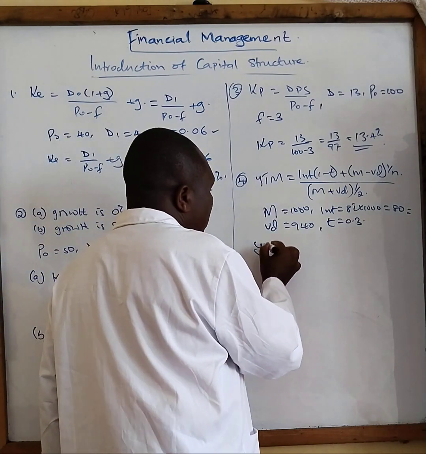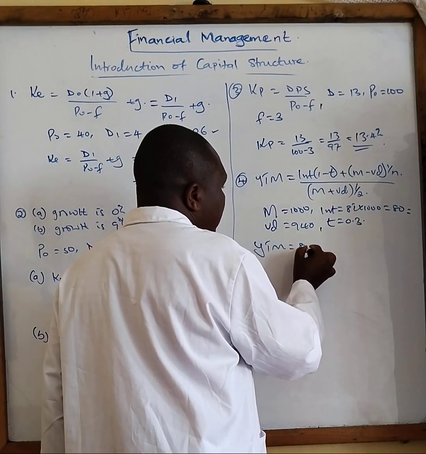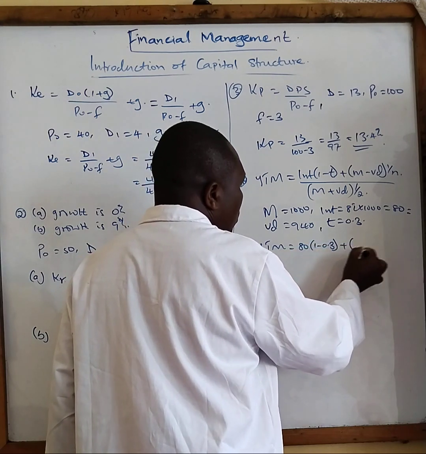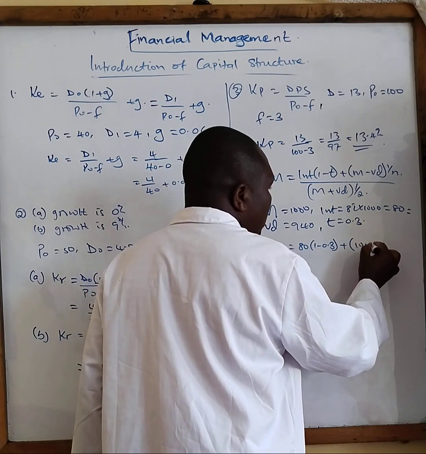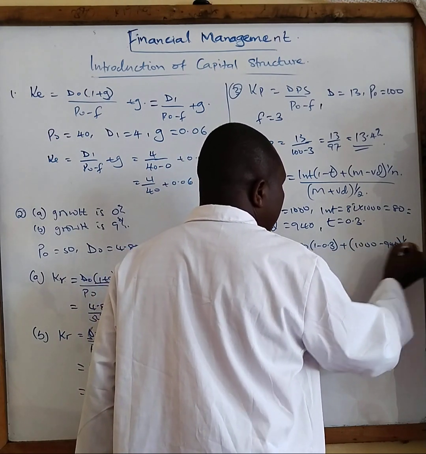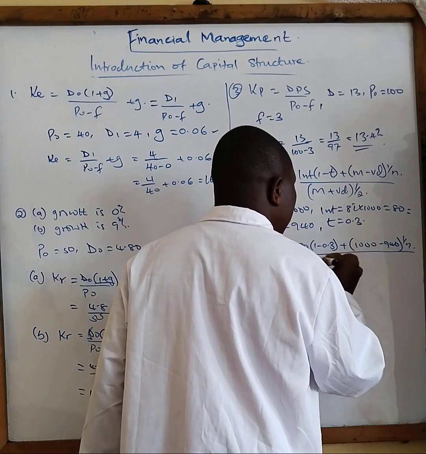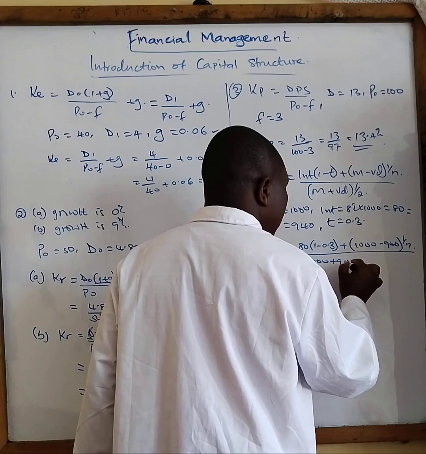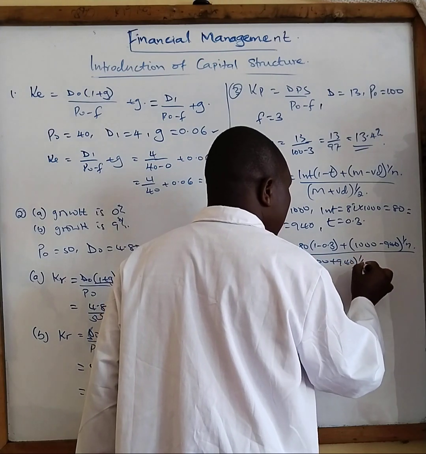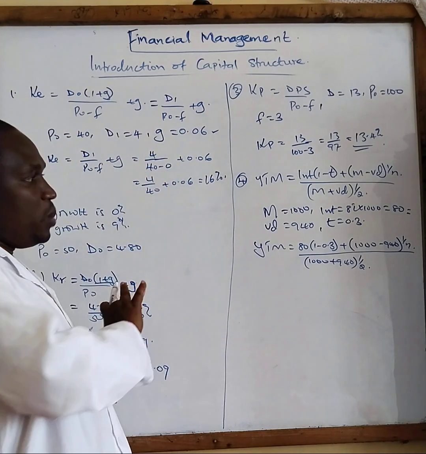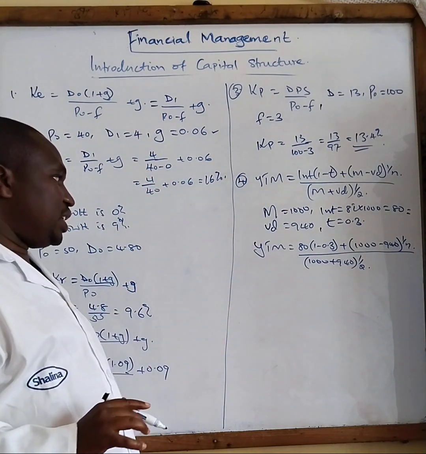Substitute in your formula now. So you say yield to maturity is given by 80 into brackets 1 minus 0.3, plus into brackets 1,000 minus 940, then 1 over n. You divide everything by 1,000 plus 940, then you multiply by half. Then you work out slowly one by one, the numerator first, then the denominator.